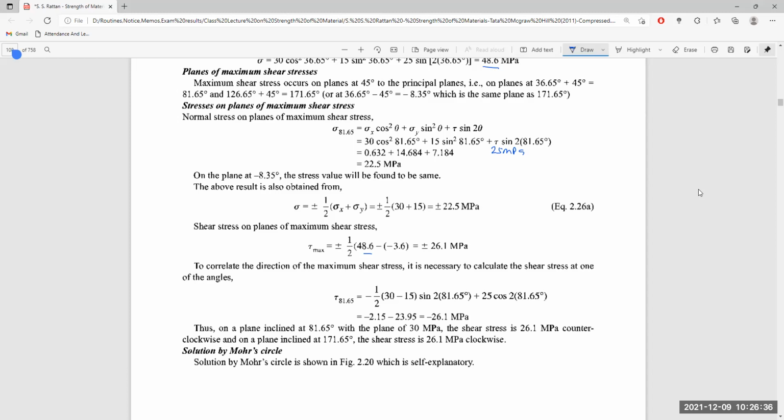To correlate the direction of maximum stress, it's necessary to calculate the shear stress at one of the angles, keeping theta equal to 81.65 degrees, and sigma x and sigma y remain as they are. So the shear at 81 degrees will become 26 MPa. Thus, on a plane inclined at 81.65 degrees with the plane of 30, the shear stress is 26.1 MPa counterclockwise, and on a plane 171.65.